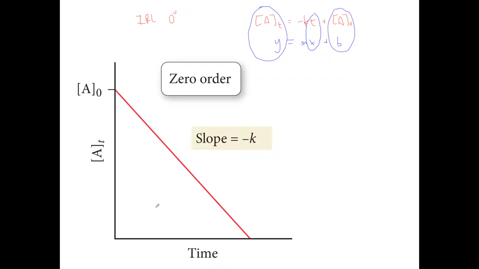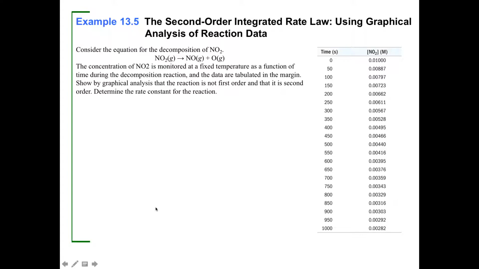All right, so let's do, I think, one more problem here. This one's a long one. This is a beast. So look at this. The second order reaction using graphical analysis. Consider the equation for the decomposition of nitrogen dioxide. And then they're saying, show by graphical analysis that the reaction is not first order and it's second order instead. Well, in order to do that, I really don't want to take the time to graph all this out.